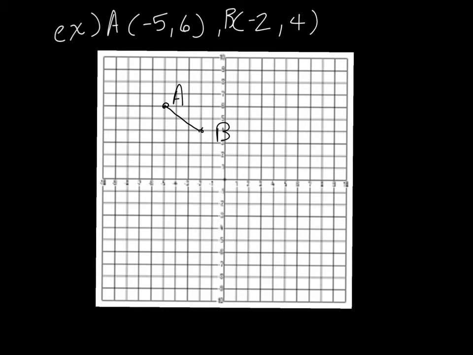I'm going to go down and over. Remember, you could go the other way if you want. And I'm going to find the distance between A and B using the Pythagorean theorem. So here we go. The distance from here to here is 3. The distance from here to here is 2. So then I'm going to use the Pythagorean theorem. Let me use the visual way.